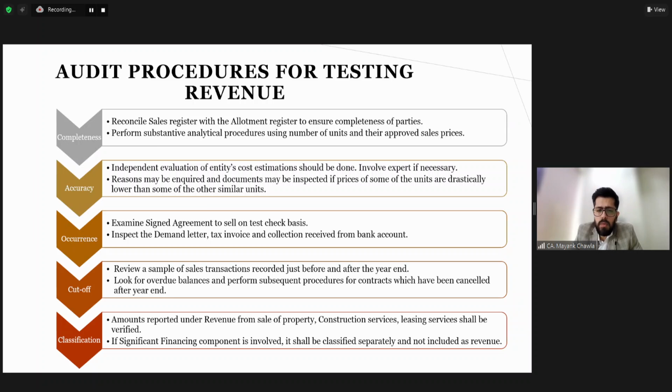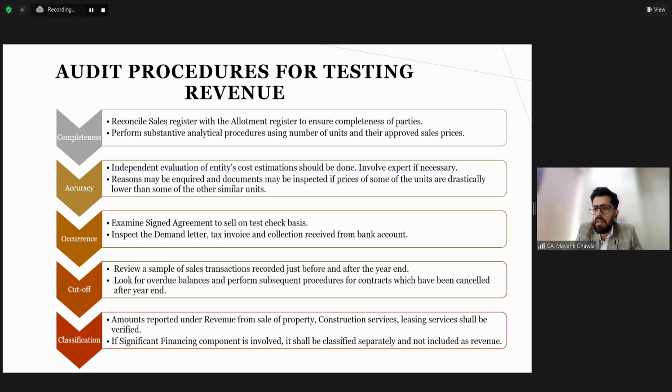When it comes to cutoff, we need to make sure that the period is right when we record revenue. So what might happen is that in some of the cases there are overdue balances of debtors, that debtors also do not pay on time sometimes, because they are individuals and they might have their own financial difficulties. Generally there are time periods when grace periods are given to the debtors or the customers, and when the money is not received in that much time, then the developer has a cancelable right.